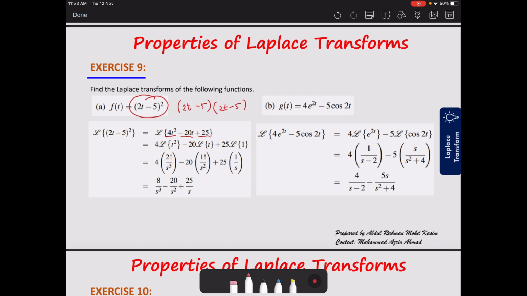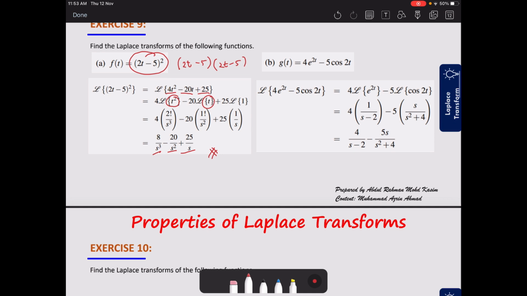Then you can have the transformation of t squared, then the transformation of t, and finally the transformation of a constant. By looking at the table, you will see that you will have this particular answer. It is only the direct transformation, which you can find in the table of the Laplace. Okay, let's go to the second question.